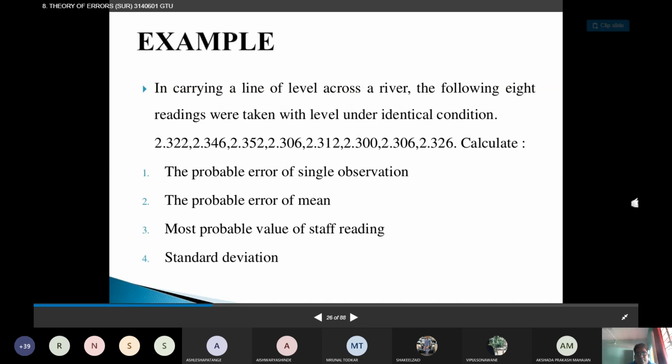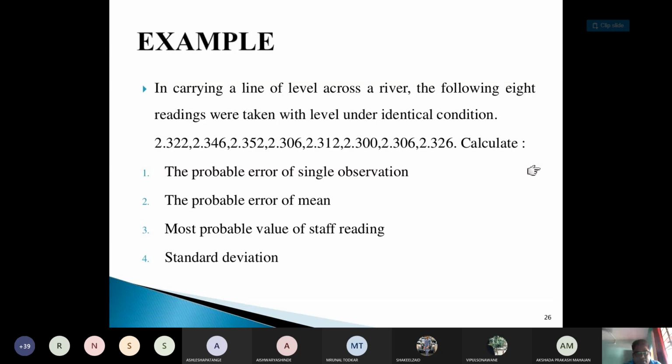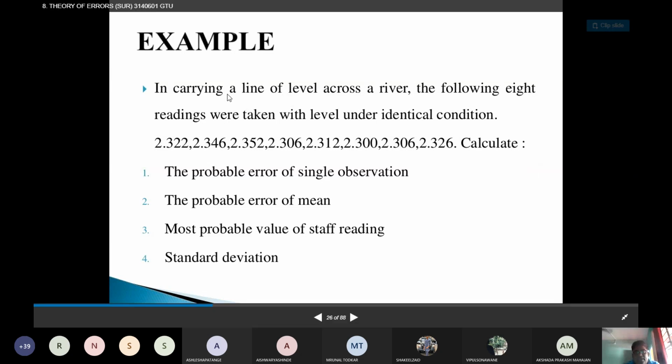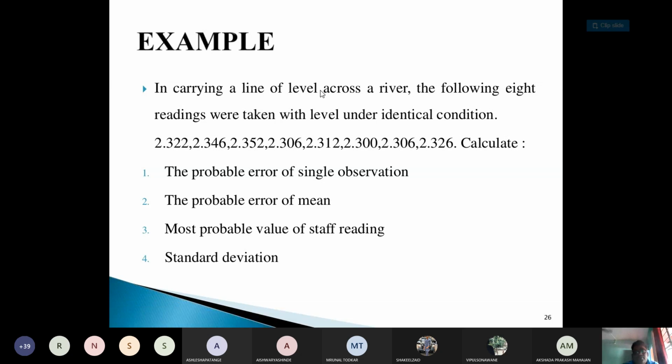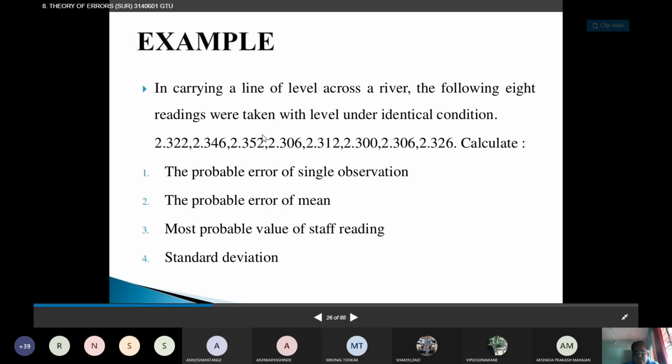Now note down the examples. Please take down this example so that you can understand this. In carrying a line of levels across a river, the following 8 observations were taken with the level under identical conditions. So these are the observations: 2.32, 2.346, 2.342. So the number of observations is 8. Calculate the probable error of the single observation.